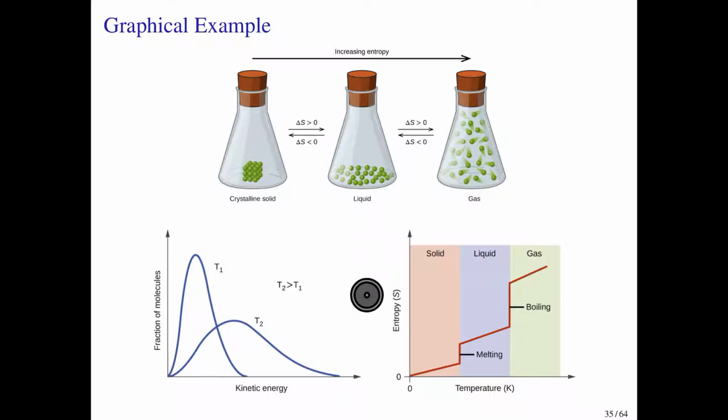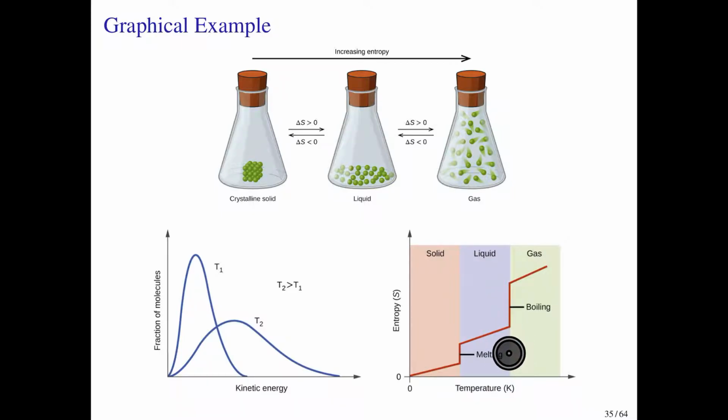We're plotting entropy versus temperature. As you heat up a solid from low temperature, you see that the entropy increases more or less linearly in this graph. And then once you get to the melting point, you get a sudden jump in the entropy as you form the liquid. And then as you continue to heat the liquid, you see that the entropy increases again.